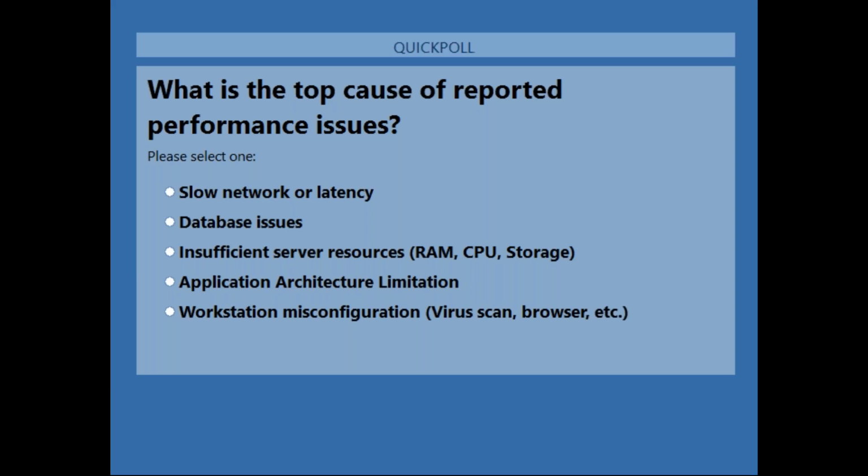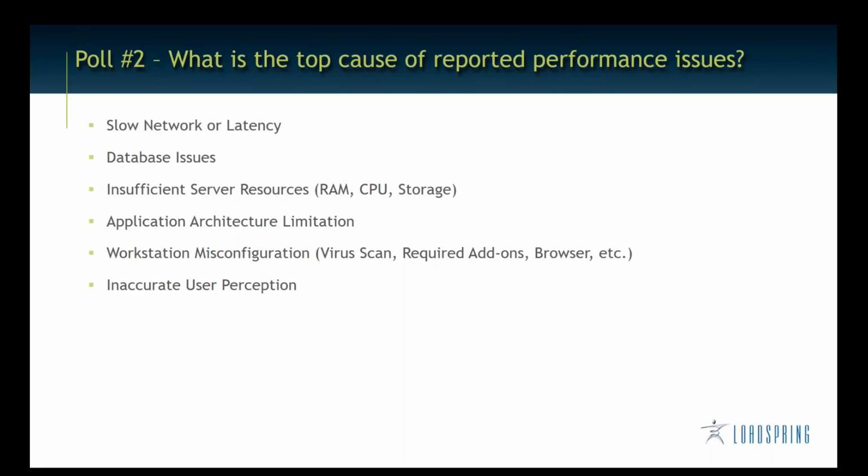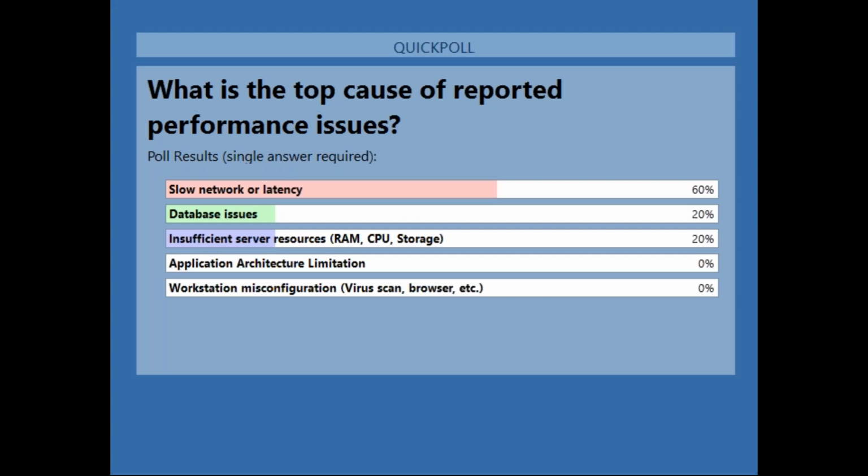All right. I'm going to close the poll, share results here. Interesting. So you'll see slow network or latency is reported frequently. 60% said that was the top cause. Database issues, that's a good one. I'll come back to that. Insufficient server resources, RAM, CPU, storage.